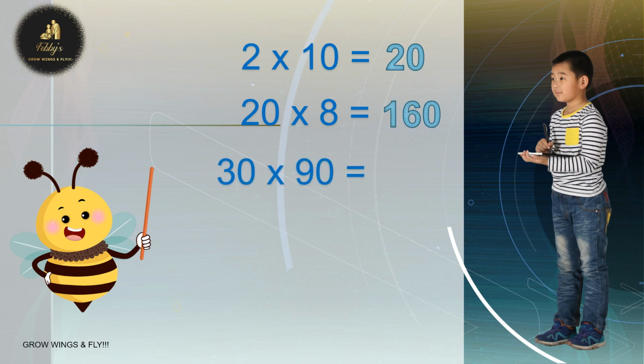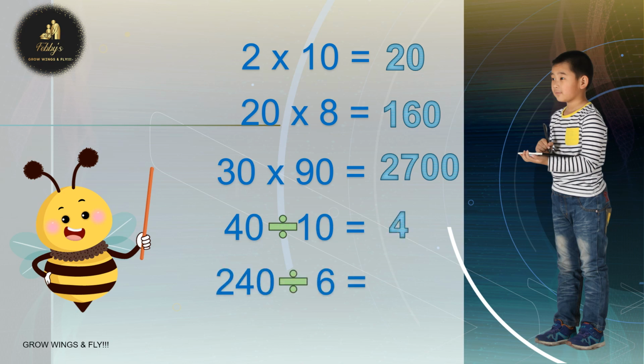Brilliant. What about this now? For this again, I will do 3 times 9, which is 27, and then put 2 zeros, giving me 2,700. Good job. What about a division question? 40 divided by 10. That's easy, Mr. Febby. That's 4, isn't it?